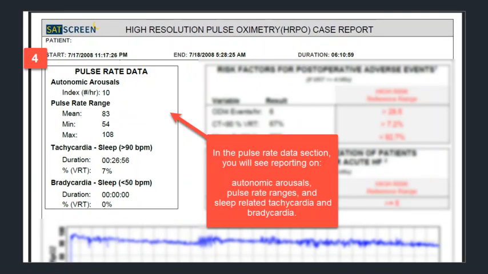In the pulse rate data section, you will see reporting on autonomic arousals, pulse rate ranges, and sleep-related tachy and bradycardia. The autonomic arousal index is the average number of autonomic events per hour, and autonomic events are abrupt, substantial increases in heart rate that can be related to or lead to sleep fragmentation. Take into consideration that cardiovascular diseases and certain medications may block or reduce the heart rate's responsiveness to physiological stressors when looking at this autonomic and pulse rate information.